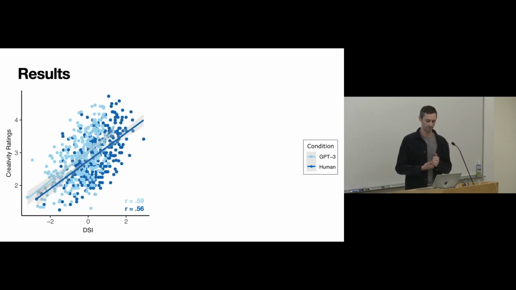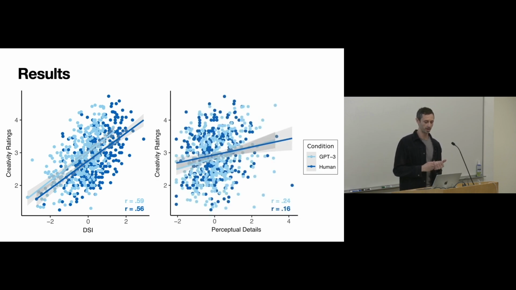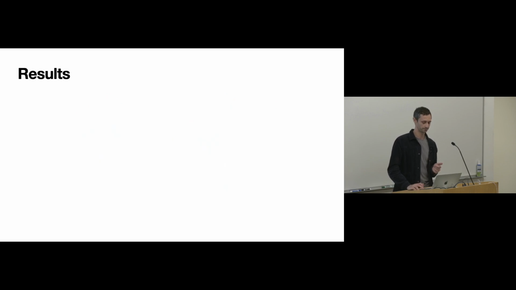Consistent with our previous findings, we observe a strong positive association between semantic distance, or DSI, and our creativity ratings. This pattern was consistent within the sample of human stories and GPT-3 stories. Additionally, we observe a modest correlation between perceptual details and creativity within human and GPT-3 stories. These descriptive analyses indicate that both semantic distance and, to a lesser extent, perceptual detail are associated with creativity.